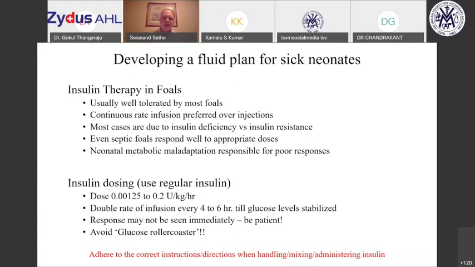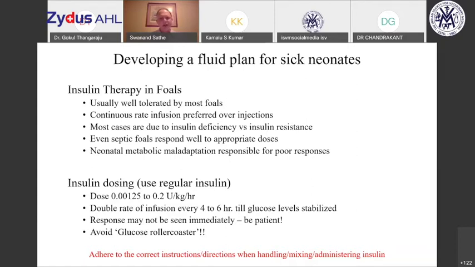Again, do not panic, do not push too much insulin in these patients because you can cause a reverse hypoglycemia. Give them several hours to respond to your insulin therapy, right? By doing this, you essentially avoid what is called a glucose roller coaster. The roller coaster goes up and down. Similarly, if you keep on pushing glucose and then keep on pushing insulin, you're causing reflex hyper- and hypoglycemia, which is detrimental to the foal.